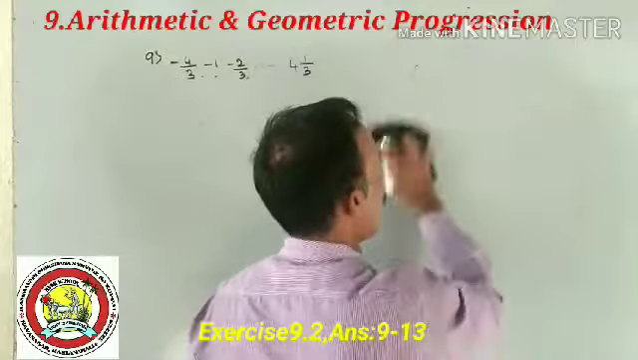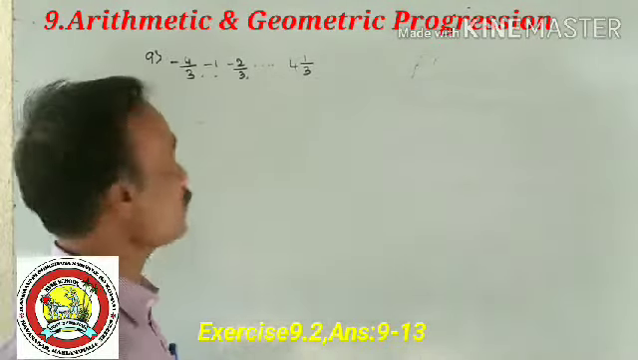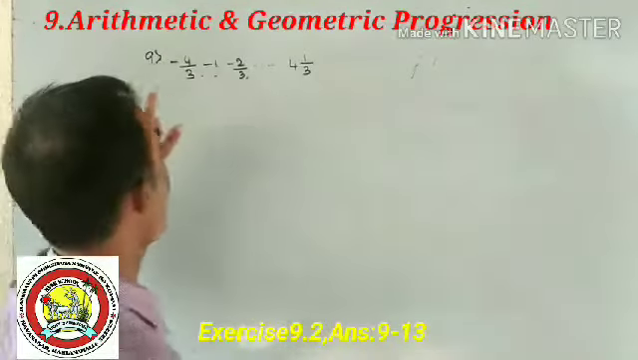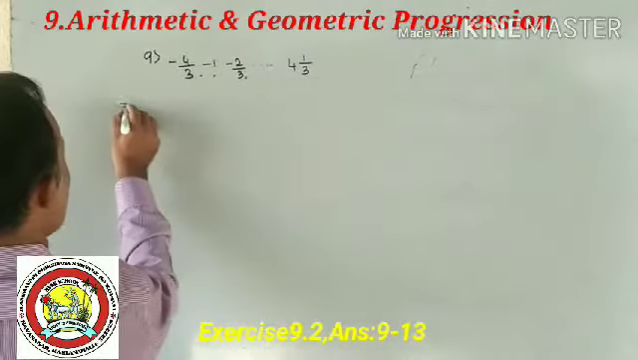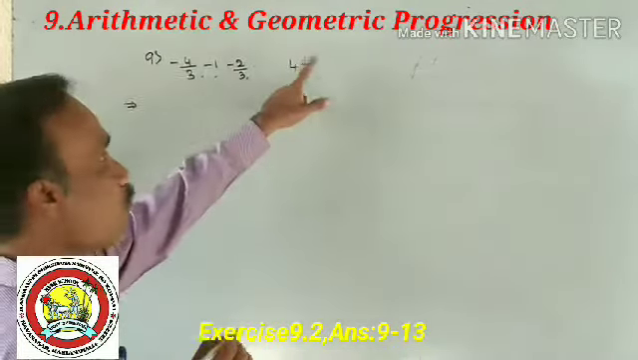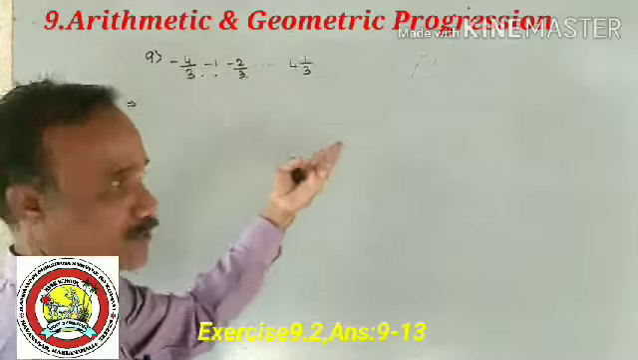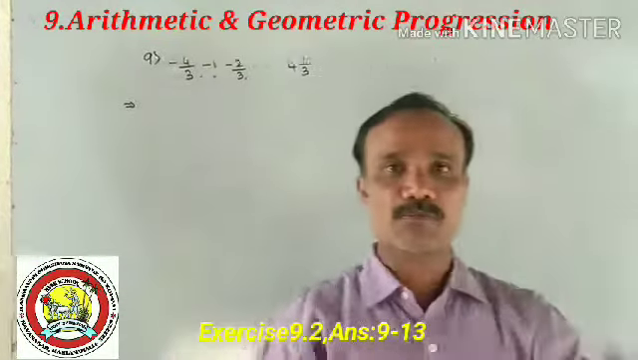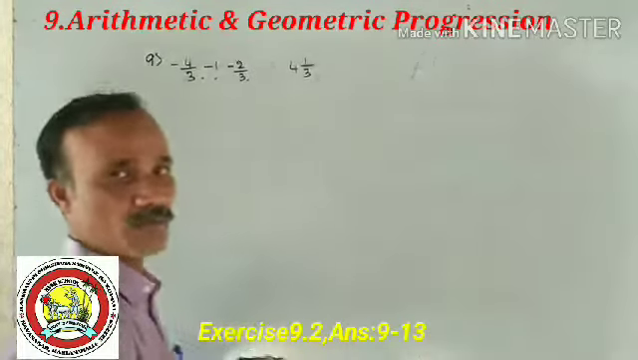Before starting, first you find how many terms are there, from minus 4 by 3 to 4 whole 1 by 3. We don't know the number of terms. The middle terms depend upon the number of terms, so first you find the number of terms.